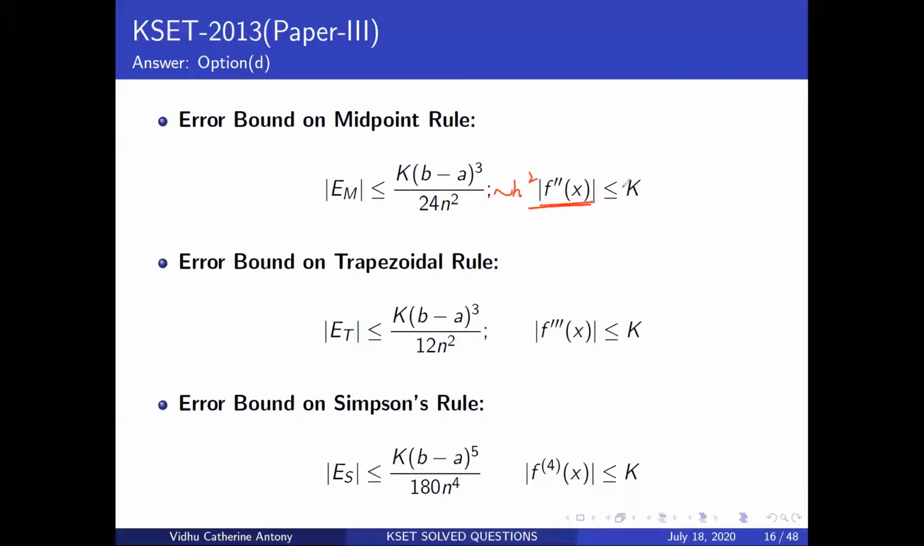Here you only take the second derivative and check it. Here it varies as the order of h power 3. And here it varies as an order of h power 4. So this is something that you will be learning in the 4th semester. So just keep these rules in mind.